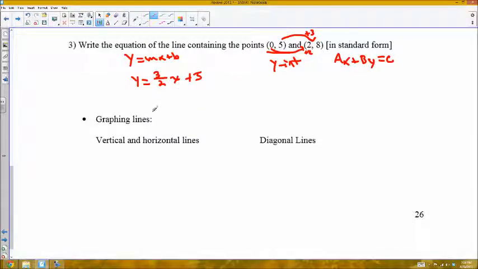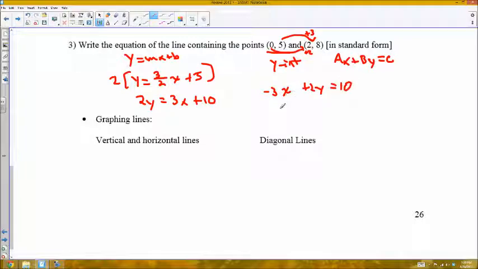Now if I want this in standard form, I have no fractions, so what I'm going to do is multiply this entire equation by 2 to get rid of my fraction here. I end up with 2y equals 3x plus 10 when I distribute that 2 to every term, and I'm going to bring x to the other side, and I get negative 3x plus 2y equals 10. But recall, I can't have negative numbers as my leading coefficient here, so I'm going to multiply everything by negative 1, and I get 3x minus 2y is equal to negative 10. So there's my final standard form. No fractional coefficients, and my leading term is positive.